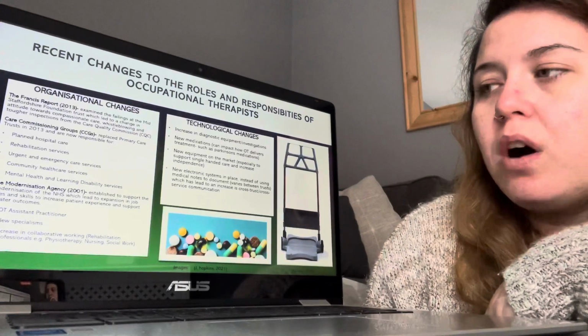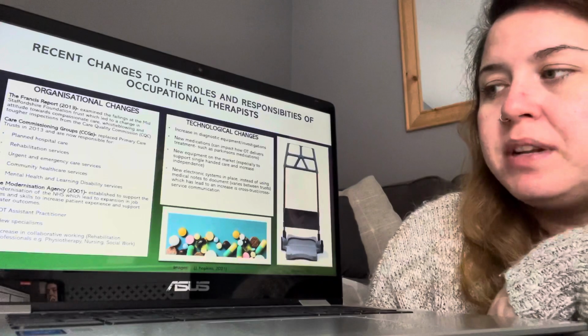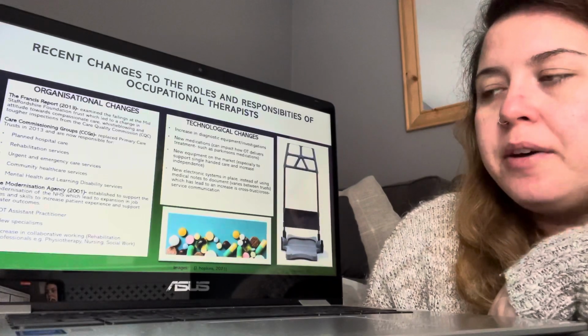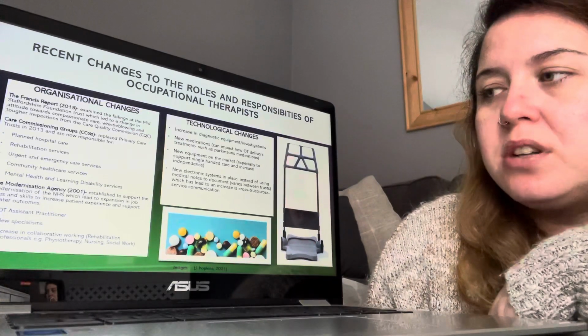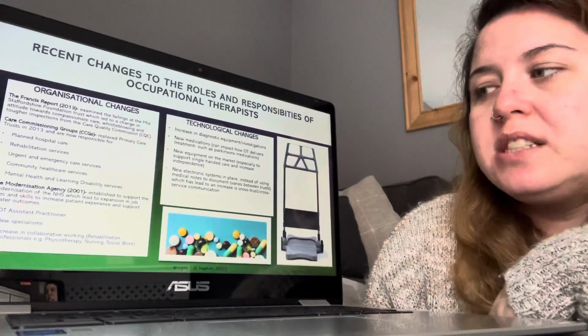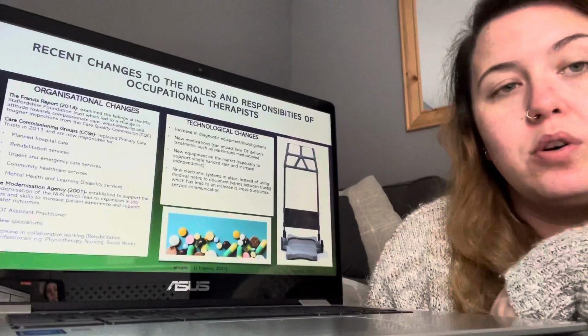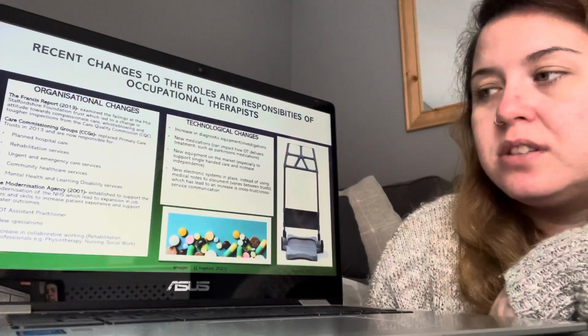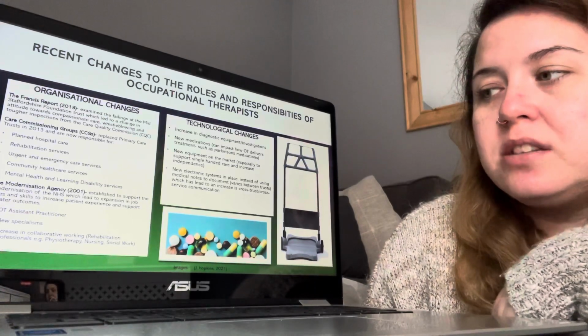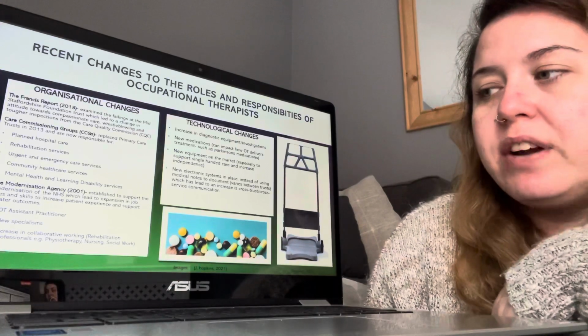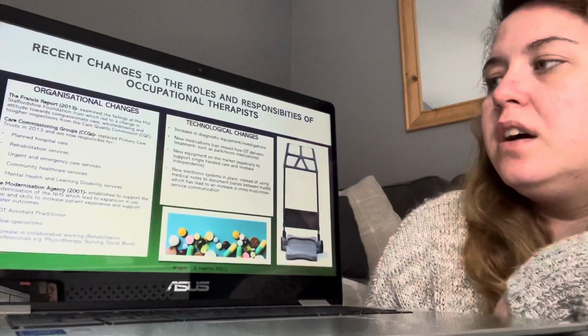In 2001, the Modernisation Agency was established to support the modernisation of the NHS, which led to the expansion in job roles and skills to increase patient experience and support greater outcomes for patients. So this led to new specialisms and an increase in collaborative working.